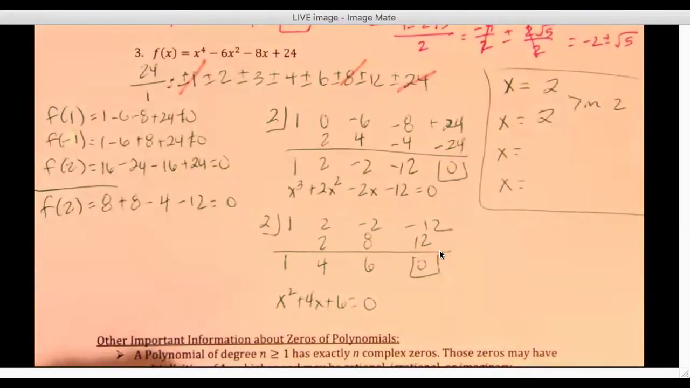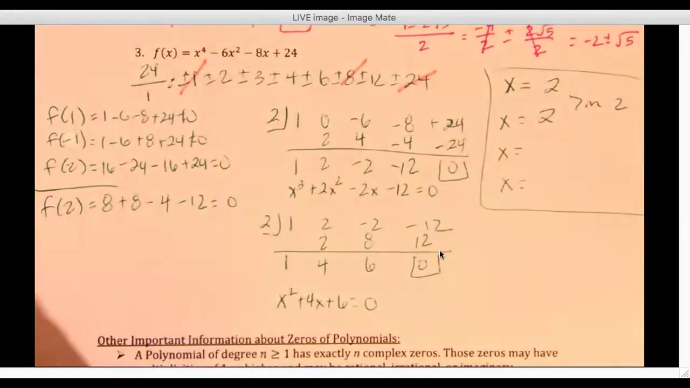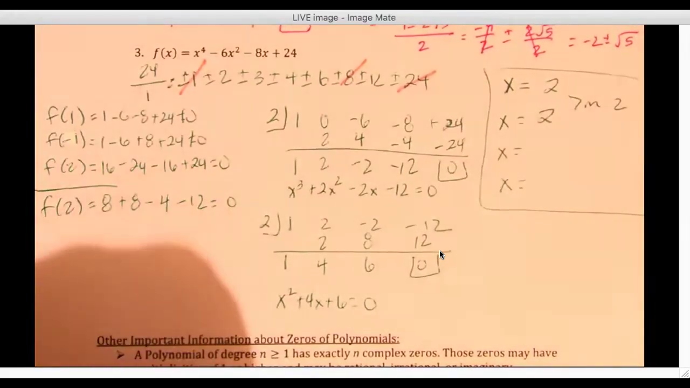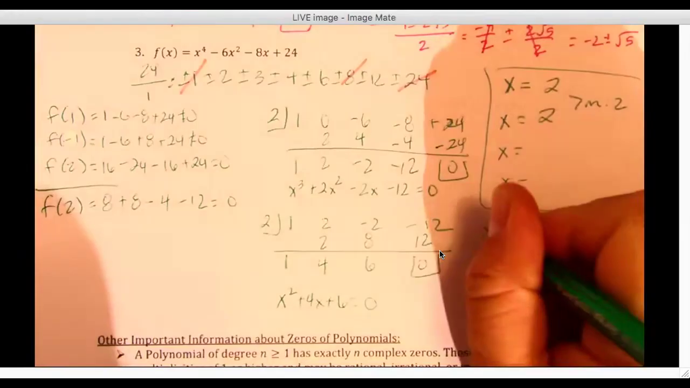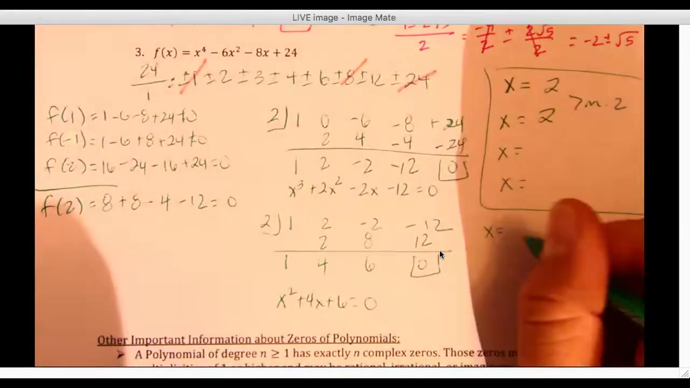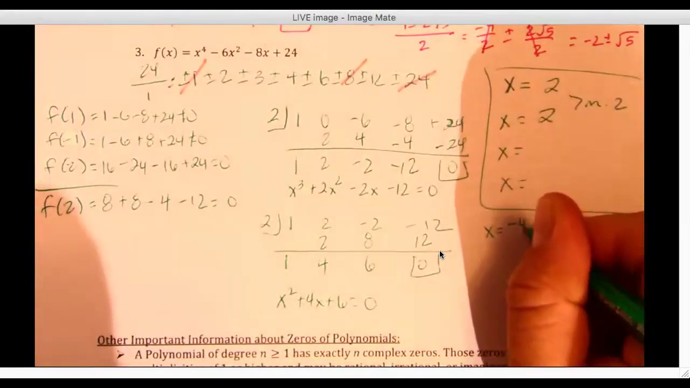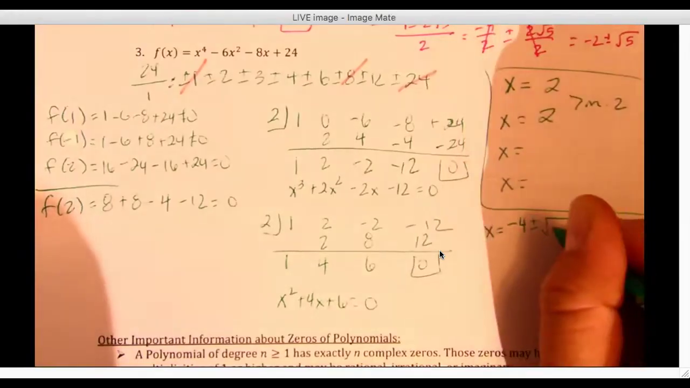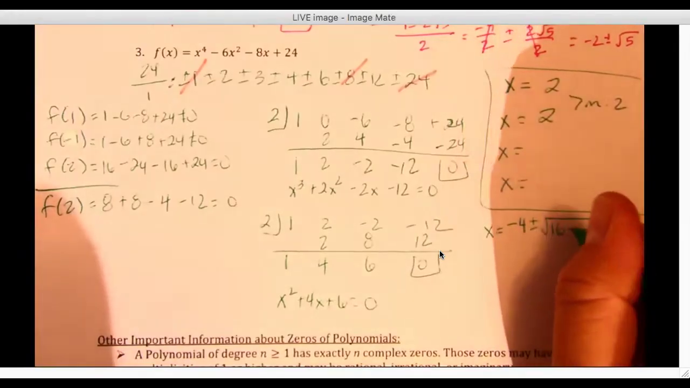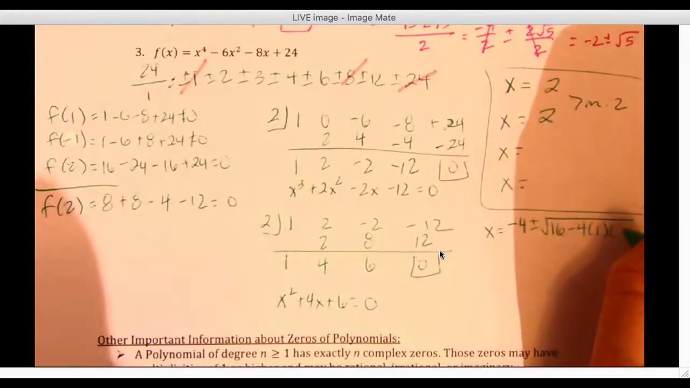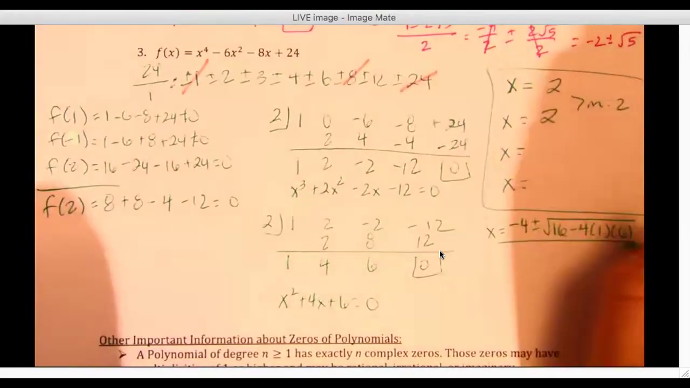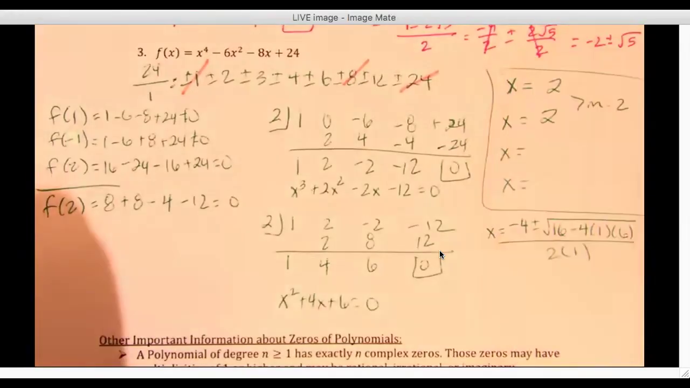So now I have a quadratic. Now I can use those methods that I know. So x method, quadratic formula, all of that. I could try the x method, but it's not going to work. So I'm going to go ahead and go straight into the quadratic formula. Negative b, so -4 plus or minus the square root of b squared, so 16 minus 4 times a times c, all over 2 times a.